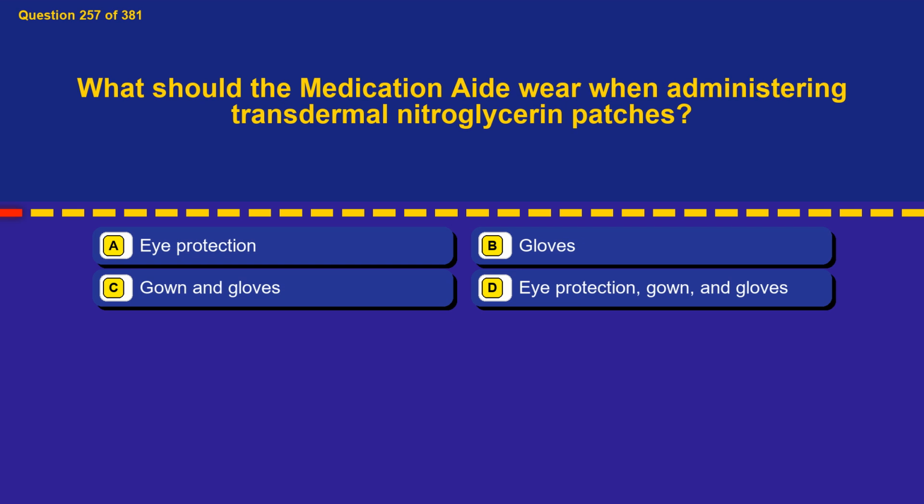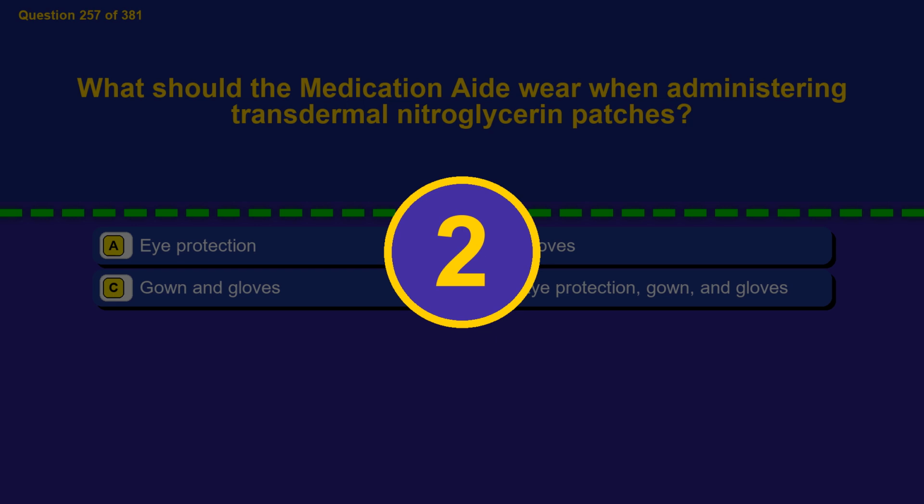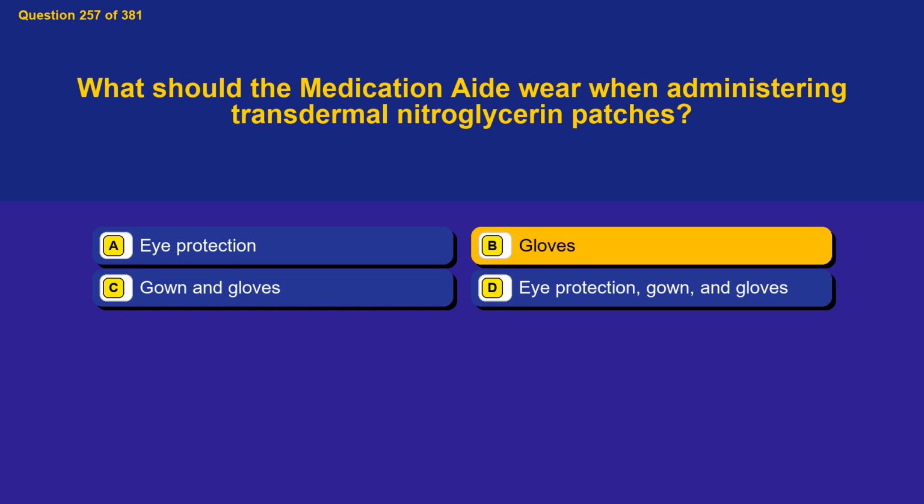Question 257. What should the medication aid wear when administering transdermal nitroglycerin patches? Option A, eye protection. Option B, gloves. Option C, gown and gloves. Option D, eye protection, gown, and gloves. The correct answer is option B, gloves.